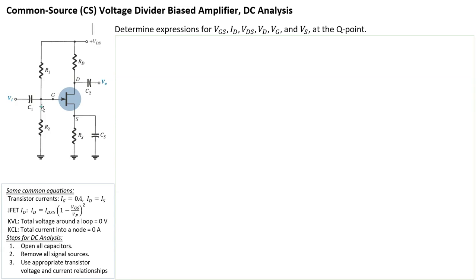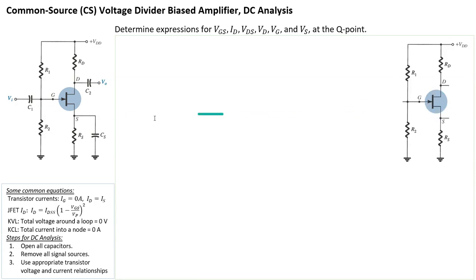All right. So first thing we do is, of course, open all the capacitors. So what you're left with is this. You have C1 and C2 being open, and then the bypass capacitor or shunt capacitor will also disappear, leaving just RS over here. Next thing we do is label all the currents that we have around the circuit so that it's easy for us to come up with expressions.